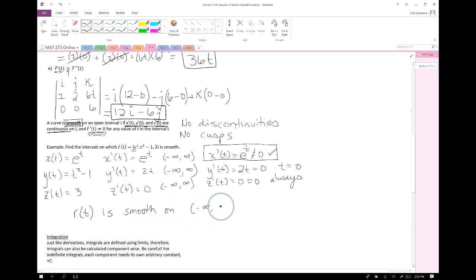on negative infinity to infinity. We confirmed that all of our derivatives of our components were continuous, and they are. And then we checked to make sure that they won't all equal 0 at the exact same time, and they won't.